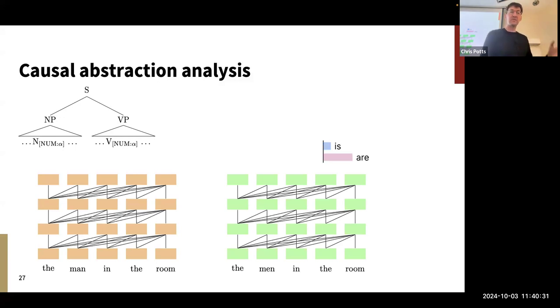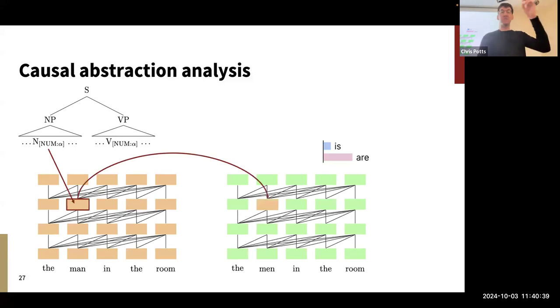The idea here is that if I hypothesize that that number feature is stored at that particular representation I chose, then I should be able to perform an intervention of some kind so that I can actually make the example on the right think that it is processing a singular example. And again, if I can do that over lots of cases, I've built a very strong body of evidence that in fact that feature is localized at that particular point.